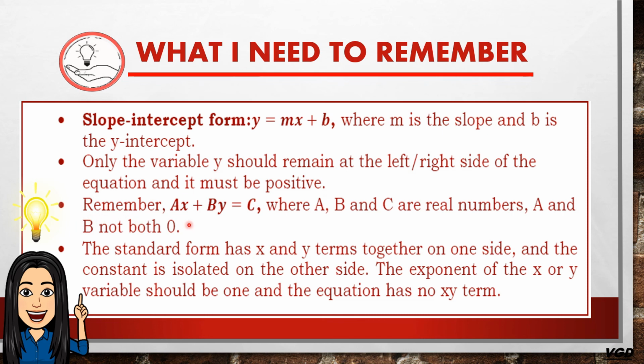Also, you have to remember the standard form, ax plus by equals c, where a, b, and c are real numbers and a and b are not both 0. The standard form has x and y terms together on one side, and the constant is isolated on the other side. The exponent of the x or y variable should be 1, and the equation has no xy term. So you have to remember that in this lesson.